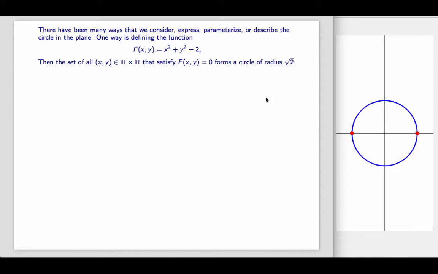Hello everyone. Let's analyze. There have been many ways that we might consider, express, describe, or parameterize a circle in the plane. One way is to define the function f of x and y as x squared plus y squared minus 2. Then the set of every ordered pair x, y that satisfies f of x, y equals 0 forms a circle of radius square root of 2. We see an example there to the right.